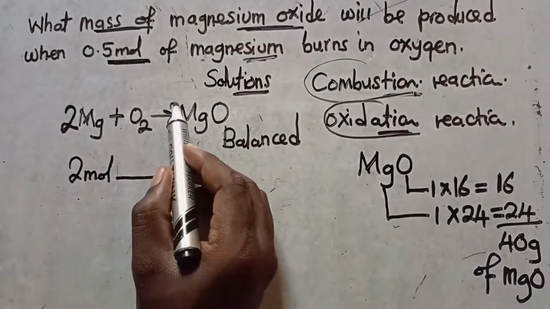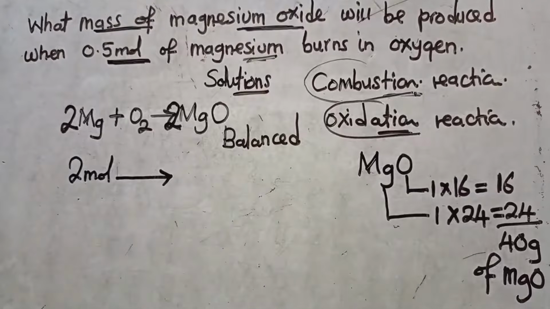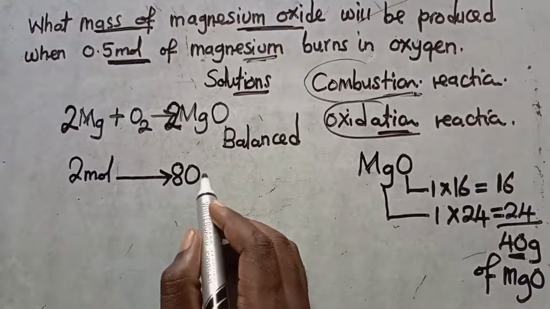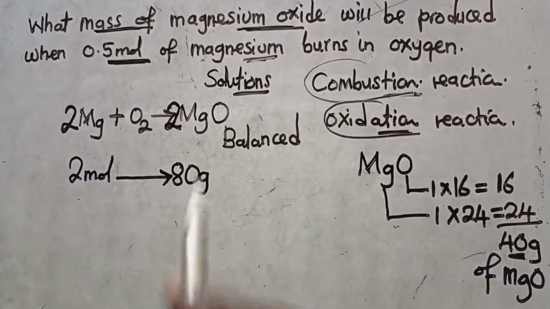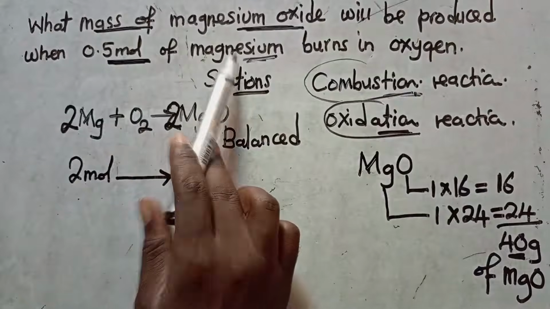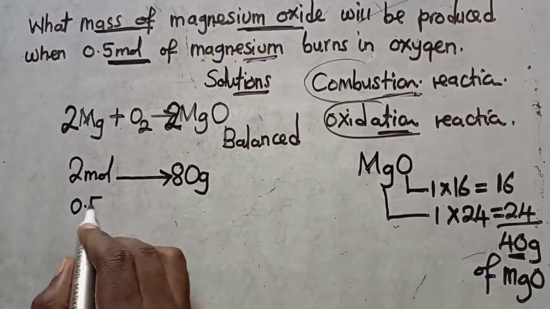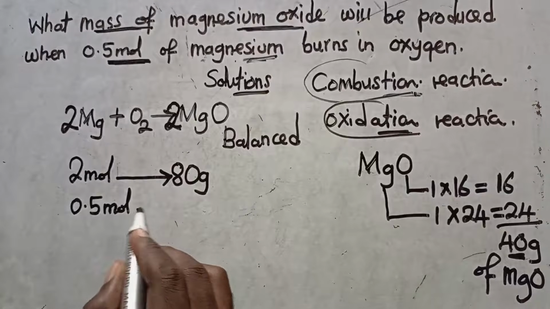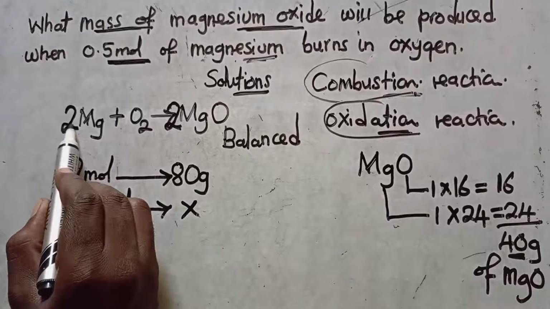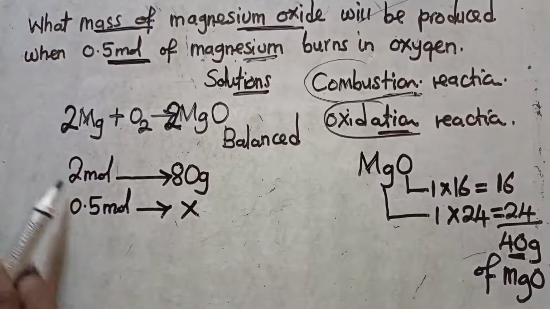But because there is a 2 here, we need to consider the balanced equation. So we multiply this one by 2. We are going to get 80. We say 80 grams of magnesium oxide. Have you seen? And then 0.5 moles of magnesium is equivalent to what? I put X there. So I want us to answer these things together. We need to answer this particular question together. Hope you've understood this part. Here, these 2 moles, that's a 2 from the balanced equation. If there was a 1, I would have said 1.